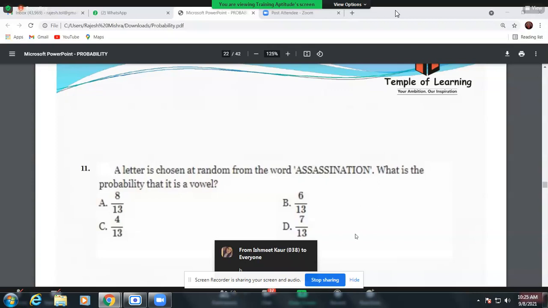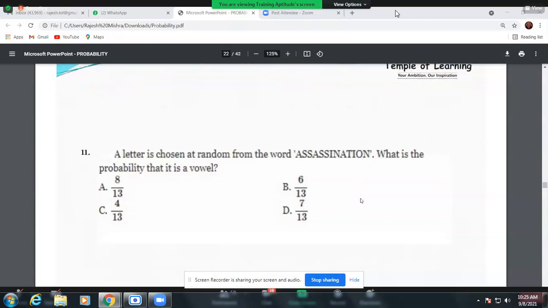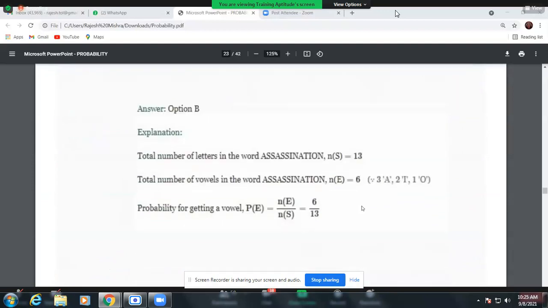What is the probability that it is a vowel? 6 by 13. Yeah, it's a simple straight case. I count the total number of alphabets. So they are 13. 3, 3, 6, 7, and 6, 13. How many vowels? 1, 2, 3, 4, 5, 6. I need to count them physically. So the favorable outcome is 6. The total is 13. So the probability of getting a vowel is 6 upon 13. Simple question. Don't complicate it.